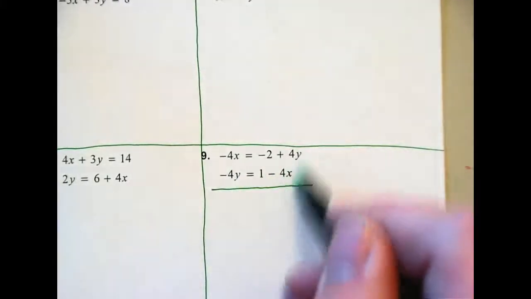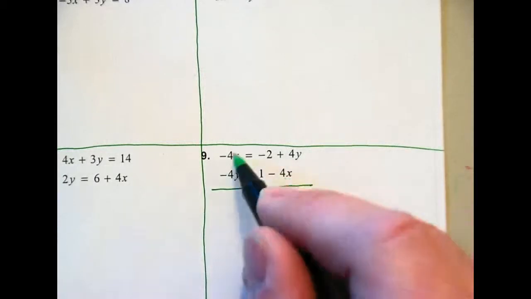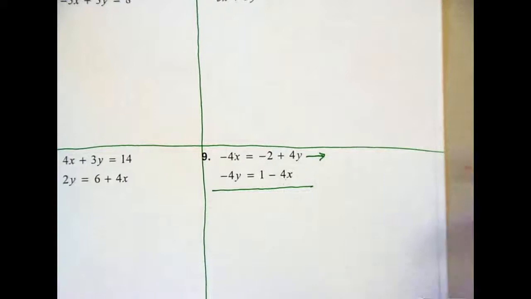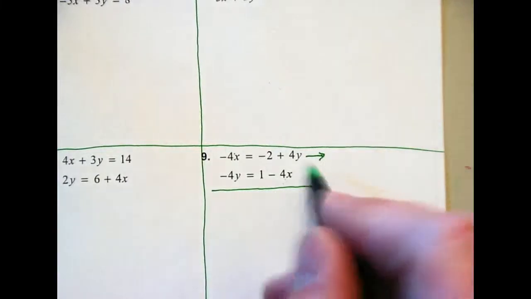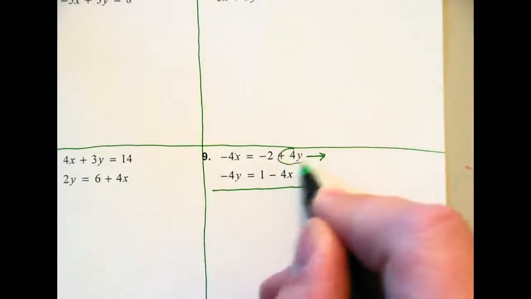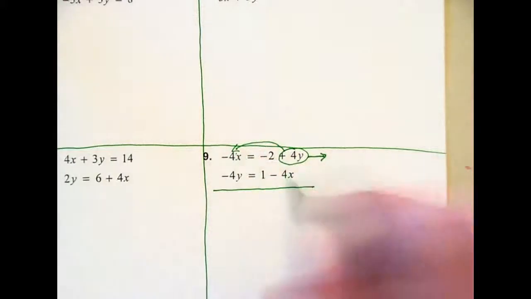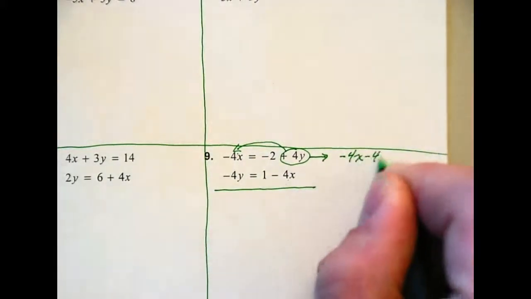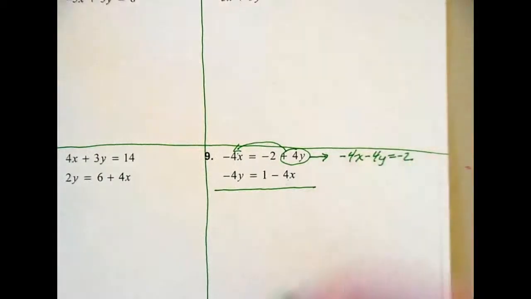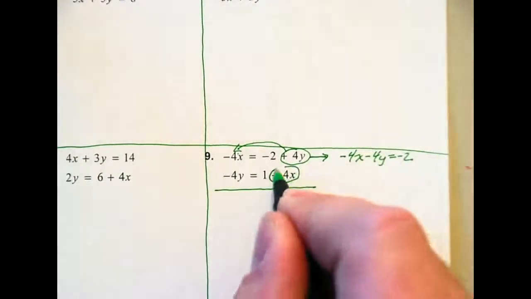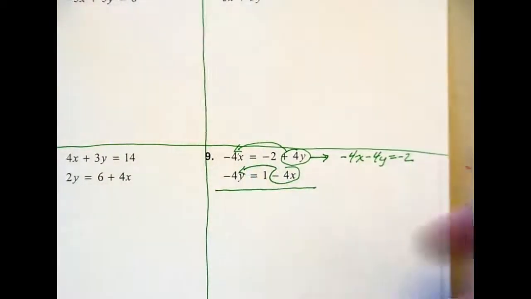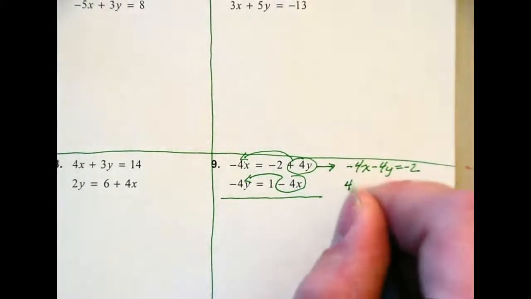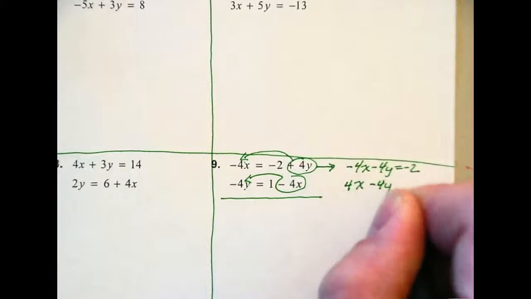That's a y and that's an x. That's a y and an x, right? So it's helpful to get the x's and y's on the same side. If I want to move this 4y over to that side, I have to subtract it, right? So I have negative 4x minus 4y equals negative 2. And if I want to move this 4x over to that side, what do I do? Yeah, I add it, okay? So now I have 4x minus 4y equals 1.